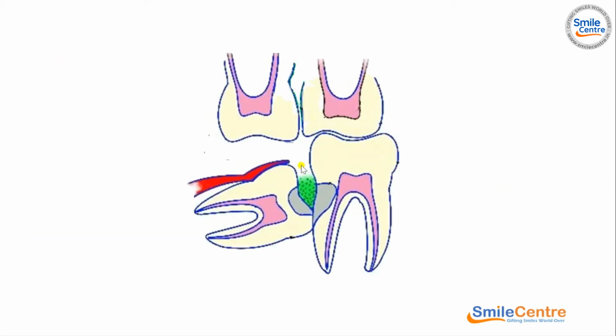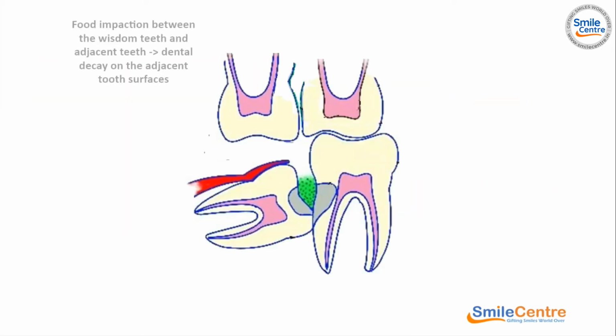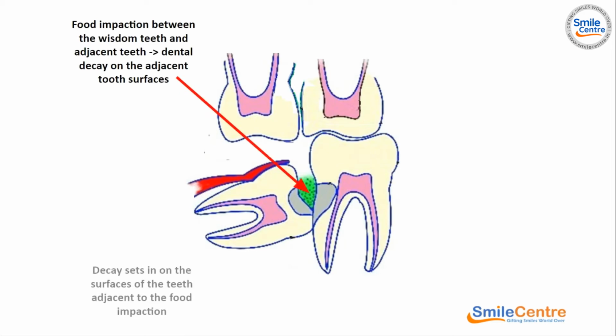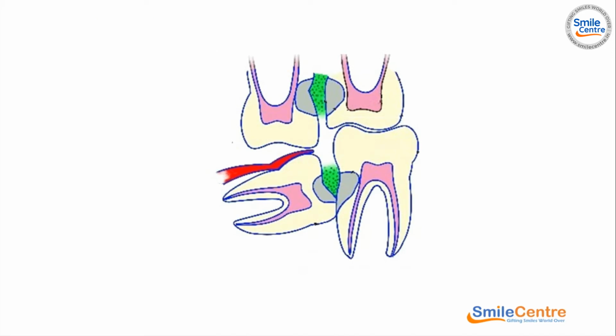Now, this is the second point. You get food impaction between the impacted tooth and the adjacent tooth, and the green color thing here is a depiction of the food getting impacted. Because of the food impaction, the food allows colonization of bacteria. The bacteria eat into the enamel on the wisdom tooth as well as the adjacent tooth, and this cavity can lead to a lot of problems. And later, decay sets in.